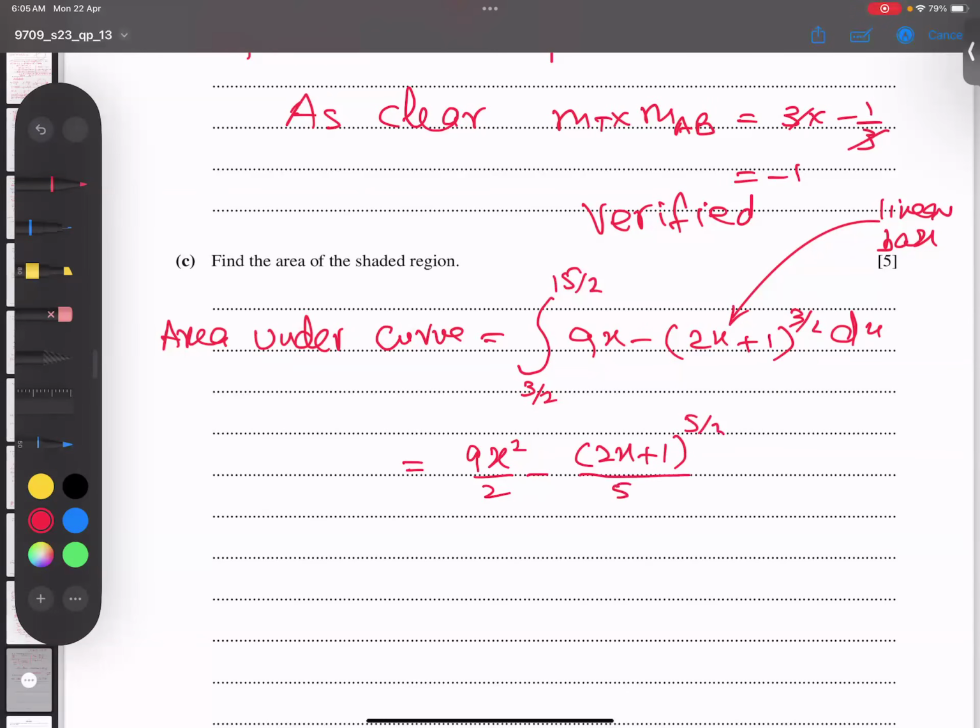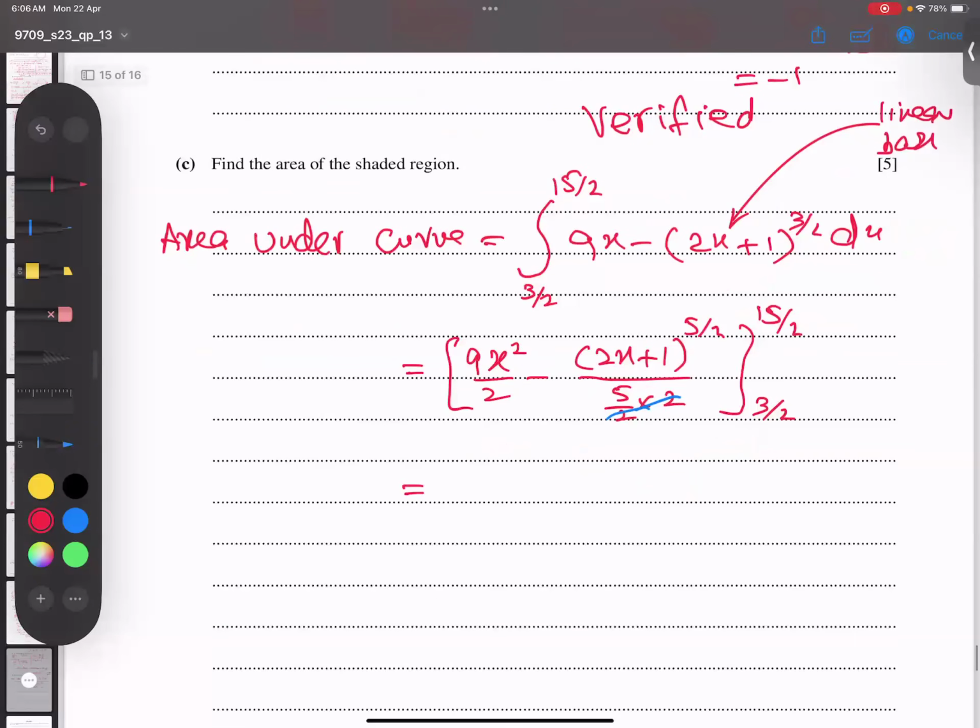And 5 by 2 will come down as well, times what? The base derivative. 2x becomes 2, 1 becomes 0. If I add them, I get a 2. So this 2 is coming down. I believe you got the point, how I got a 2. So this 2 will cancel out. And the limits are very clear, 3 by 2 to 15 by 2.